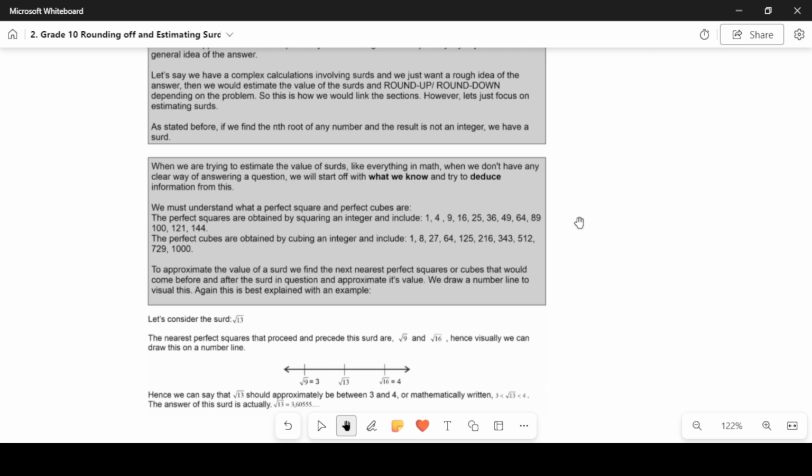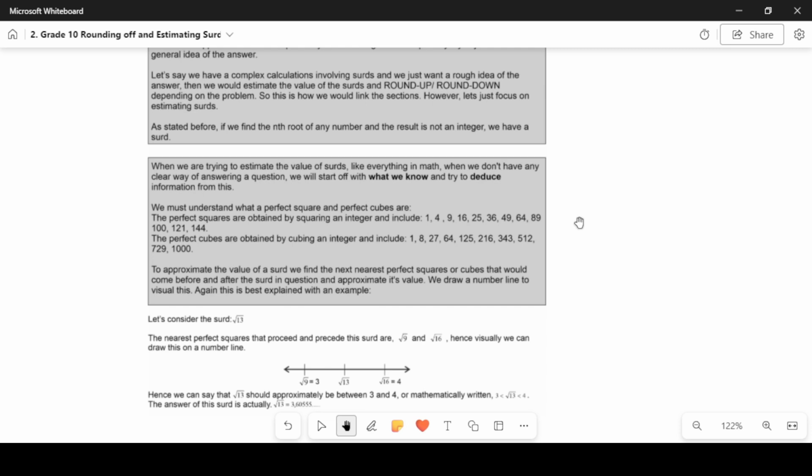So perfect squares are obtained by squaring an integer, and they include 1, 4, 9, 16, 25, 36, 49, 64, 81, 100, 121, and 144. The perfect cubes are obtained by cubing an integer and include 1, 8, 27, 64, 125, 216, 343, 512, 729, and 1000.